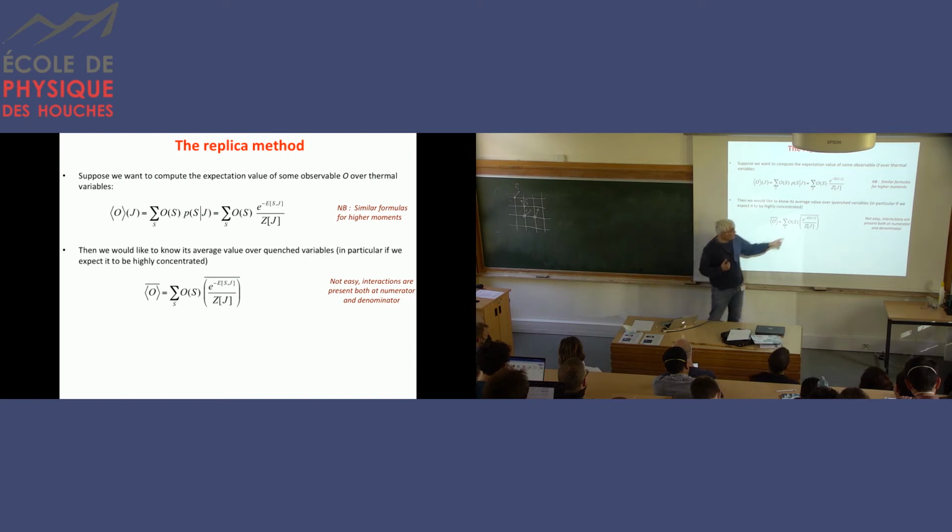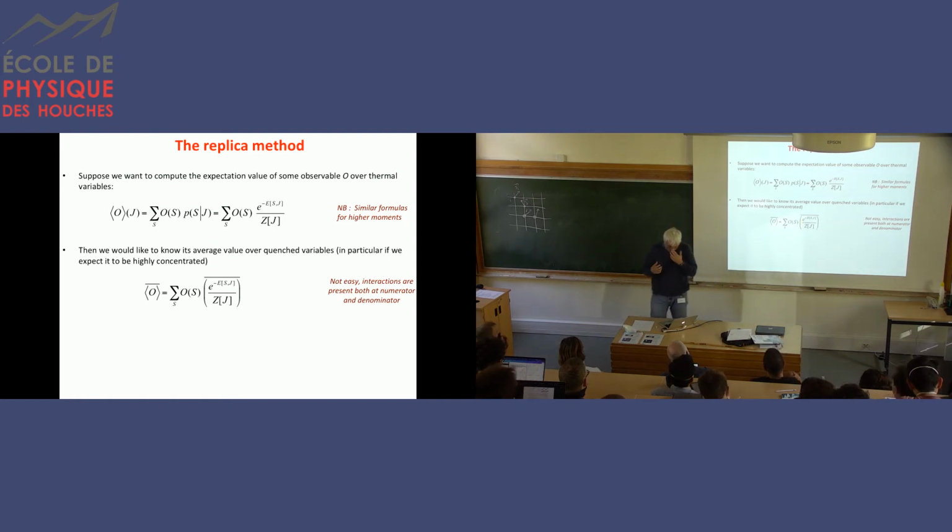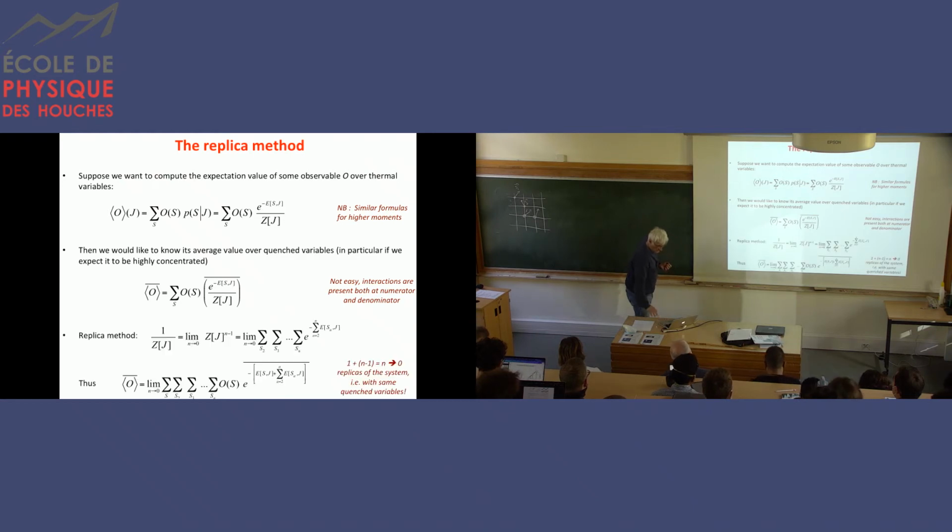Obviously, what you see here is that it's a very tough thing to do in general, because you have a dependence on J here, and you also have a dependence on J in the normalization factor. So averaging over a quantity which is both in the numerator and the denominator can be very difficult in practice. So the first way of seeing the replica method is as a trick to put everything in the numerator. And this was introduced this way.